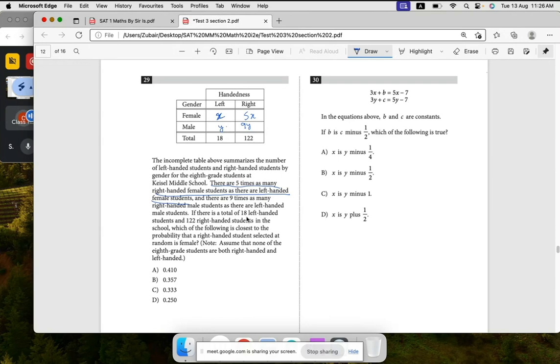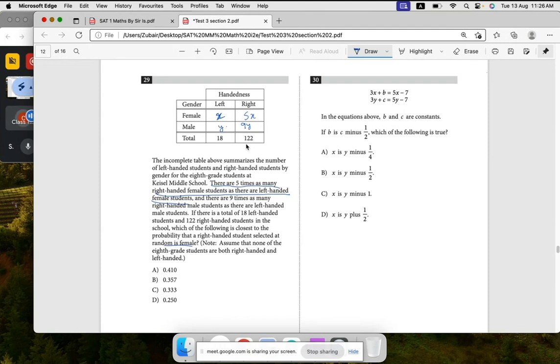If there are a total of 81 and 122, which of the following is the closest to the probability that a right-handed student selected at random is female? So right-handed is female. That should be 5x over 122.